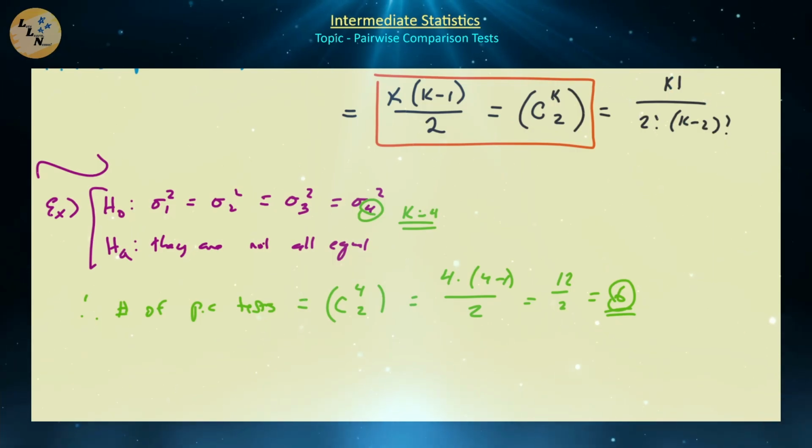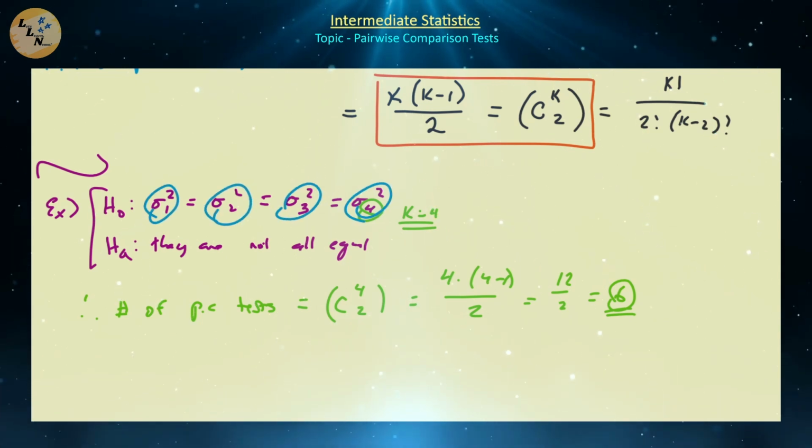Once we have the number of tests decided, now we need to gather samples from each of these 4 populations for which we're interested in testing the homoscedasticity. And let's also assume that each of these populations is normally distributed.